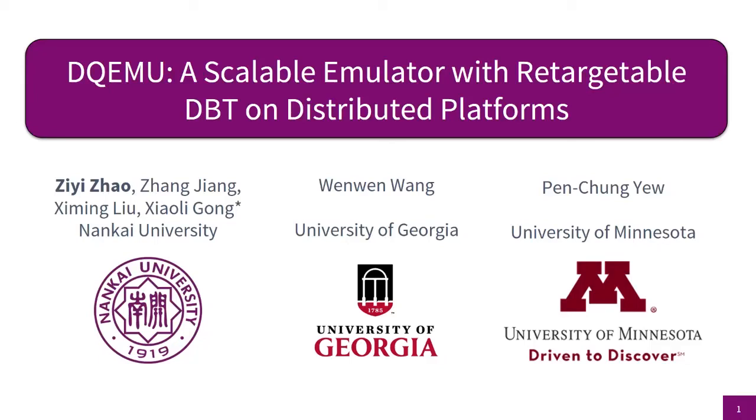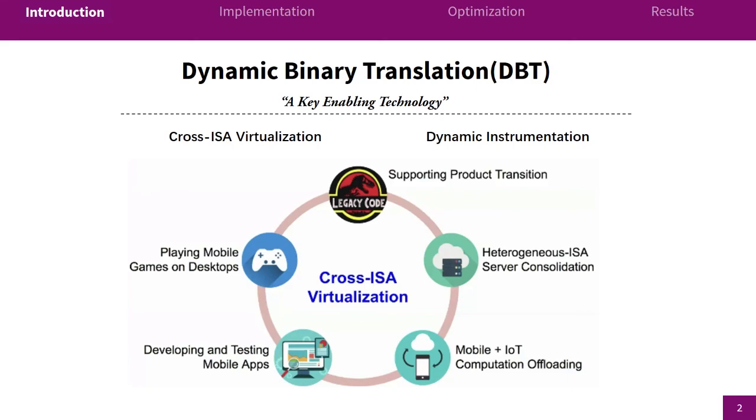I'd like to present our recent work on dynamic binary translation. The title of our paper is DQEMU, a scalable emulator with retargetable DBT on distributed platforms. As we know, dynamic binary translation is a key enabling technology for many important applications, such as legacy code translation, heterogeneous server consolidation, mobile and IoT computation offloading, and so on.